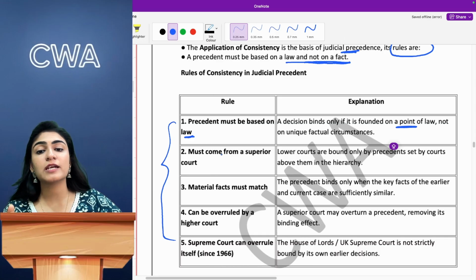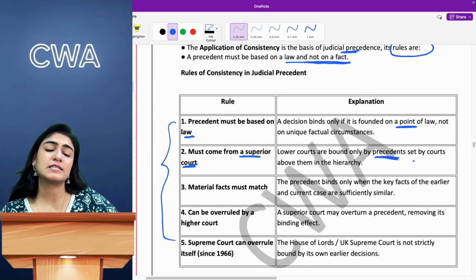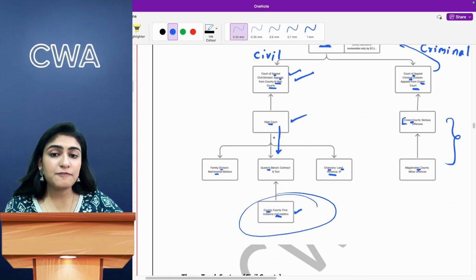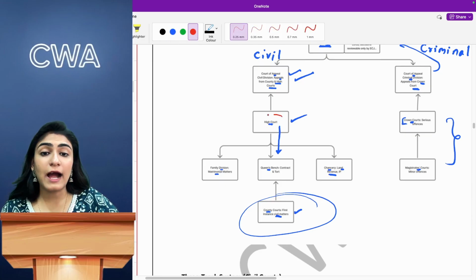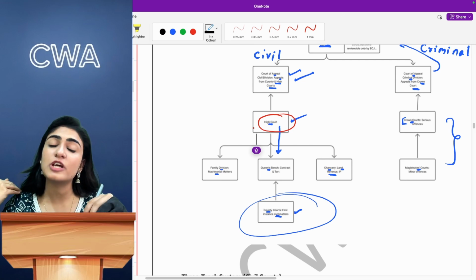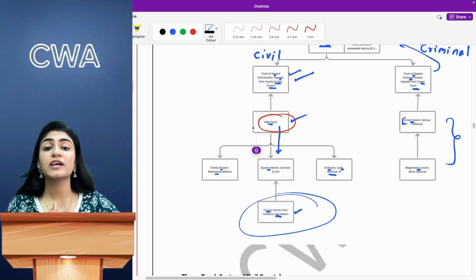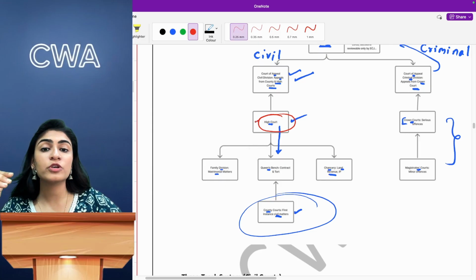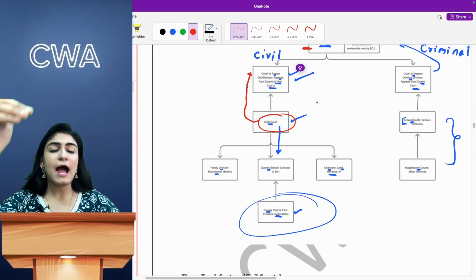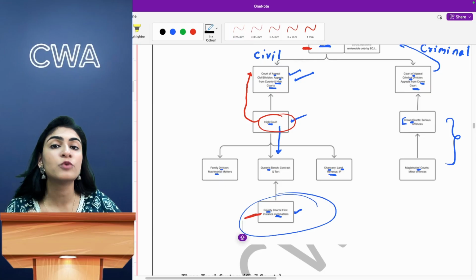The second rule is it must come from a superior court. Lower courts are bound only by precedent set by courts above them in the hierarchy. What do you mean by that? If in case the High Court wants to pass any judgment based on the doctrine of judicial precedent, basically based on any case law that has previously happened, the High Court can look up only and only judgments passed either by the Court of Appeal or by the Supreme Court. High Court cannot refer to a judgment that has been passed in the county court.